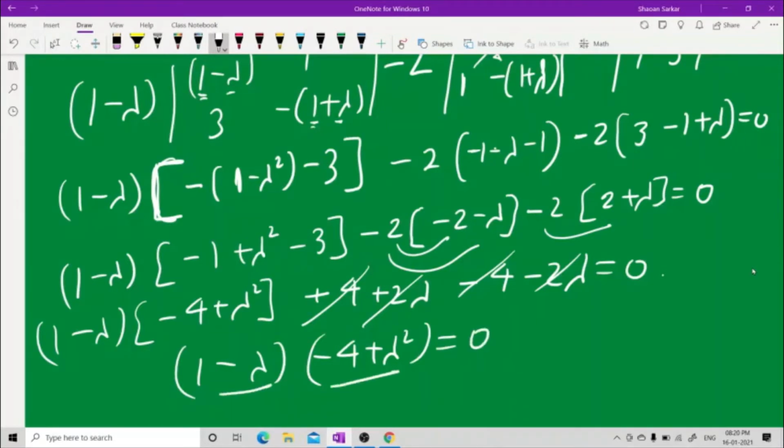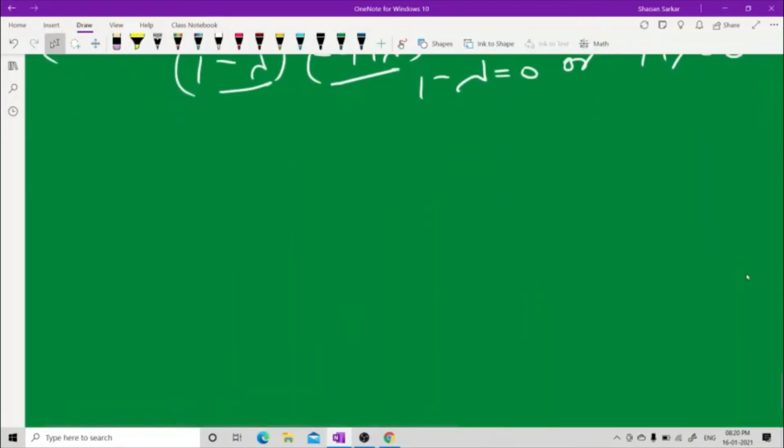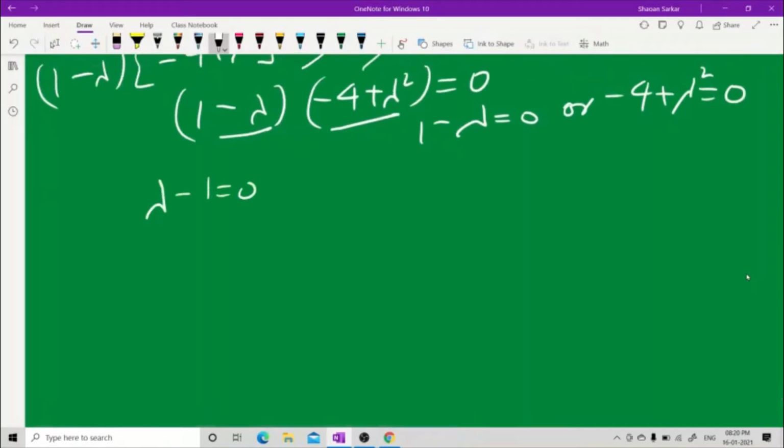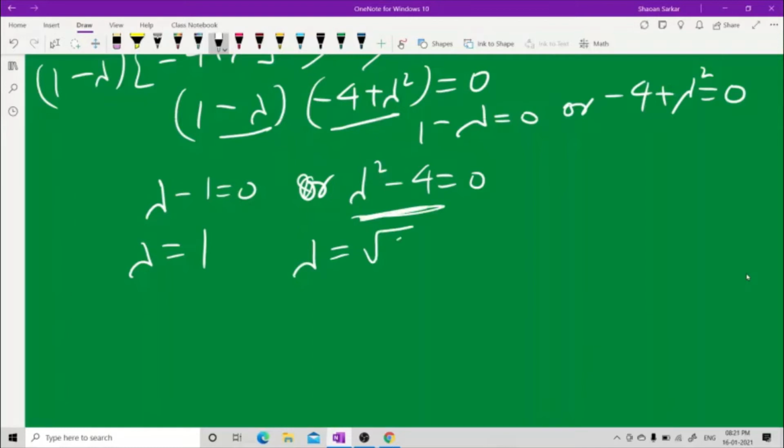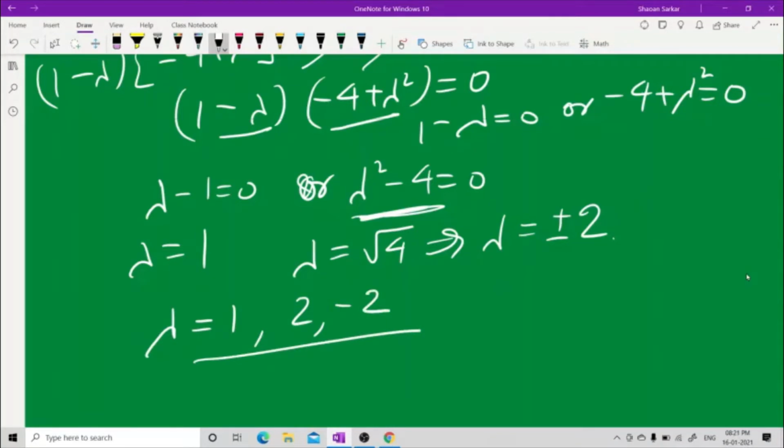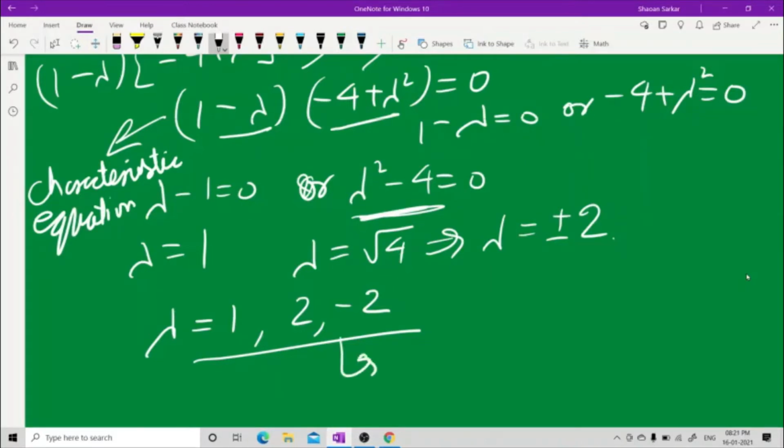So once this is 0, another time this is 0. So 1 minus lambda is 0, or minus 4 plus lambda square is 0. That is same as writing lambda minus 1 equal to 0, or lambda square minus 4 equal to 0. This will give me lambda equal to 1, and this equation will give me lambda equal to under root of 4, that is lambda will be plus minus 2. So what are the eigenvalues? Lambda is equal to 1, 2 and minus 2. This is the way I found out the eigenvalues, and this was my characteristic equation, and these are my eigenvalues.